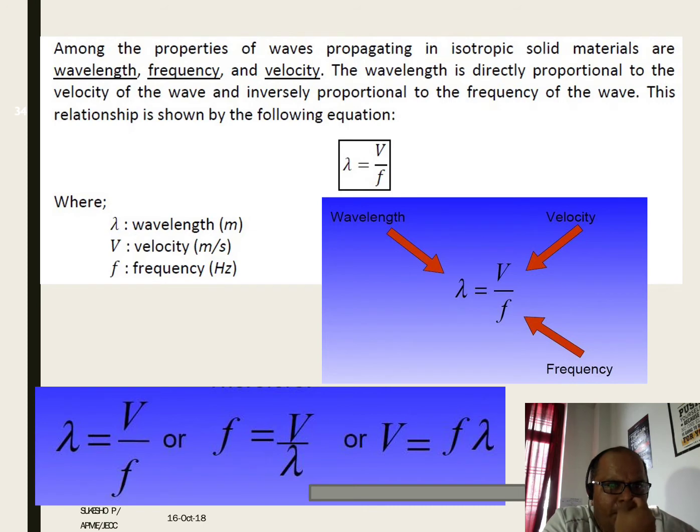Among the properties of waves propagating in isotropic solid materials are the wavelength, frequency, and velocity. The wavelength is directly proportional to the velocity of the waves and inversely proportional to the frequency of the waves. This relationship is shown in the equation lambda equals v by f, where lambda is the wavelength, v is the velocity, and f is the frequency.